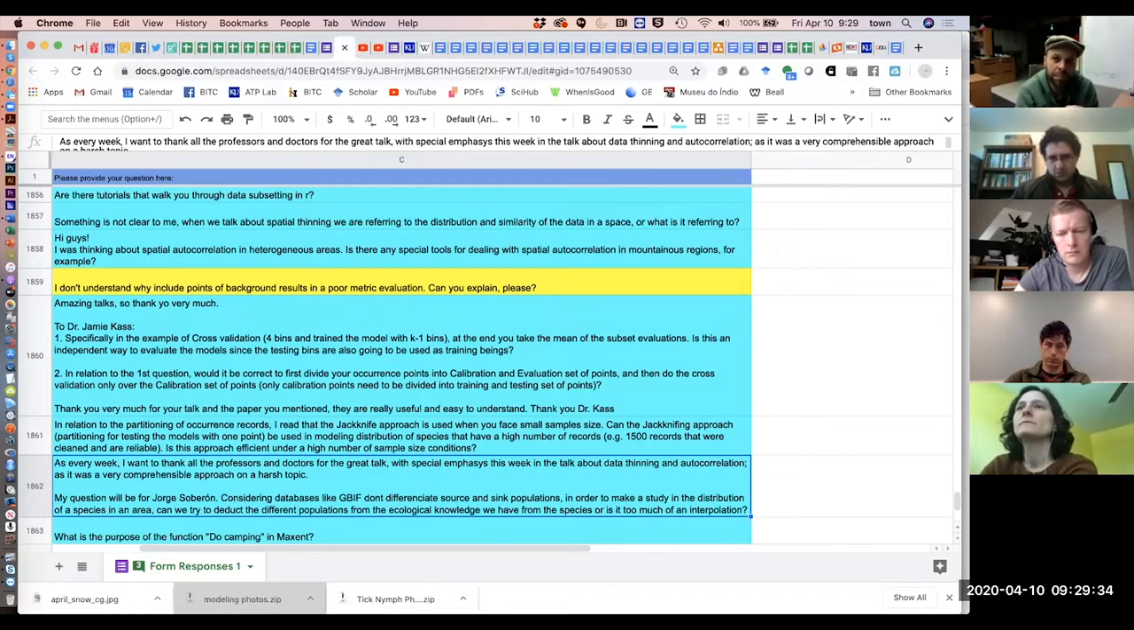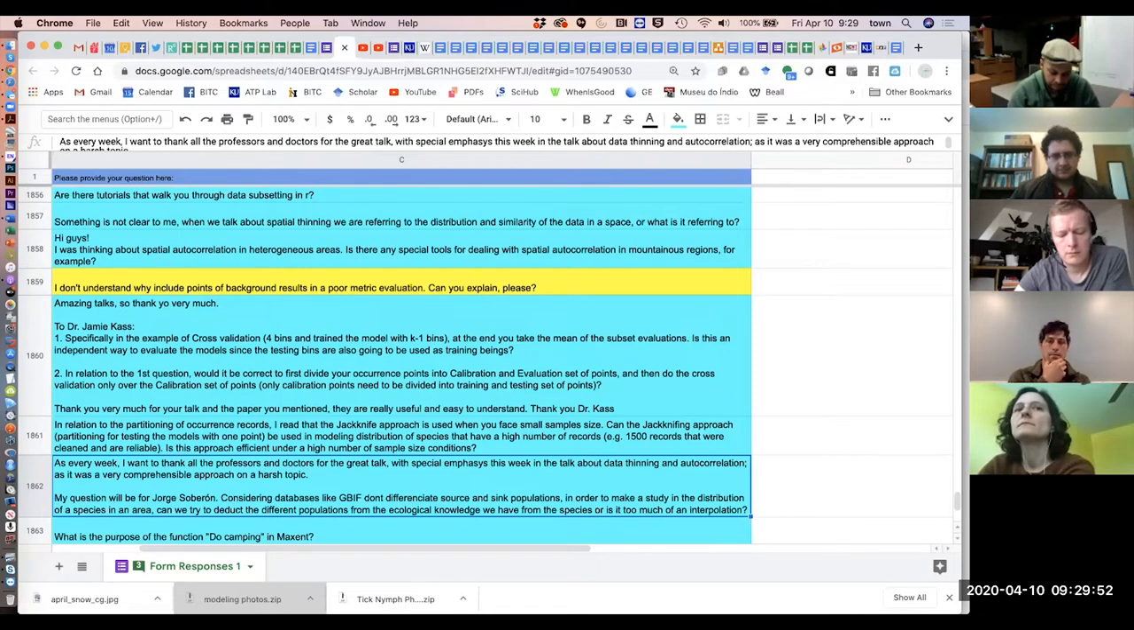GBIF-like data, it's notoriously noisy. You need to do your due diligence, and you need to spend the time cleaning the data. Otherwise, you're going to have too much noise in your analysis.